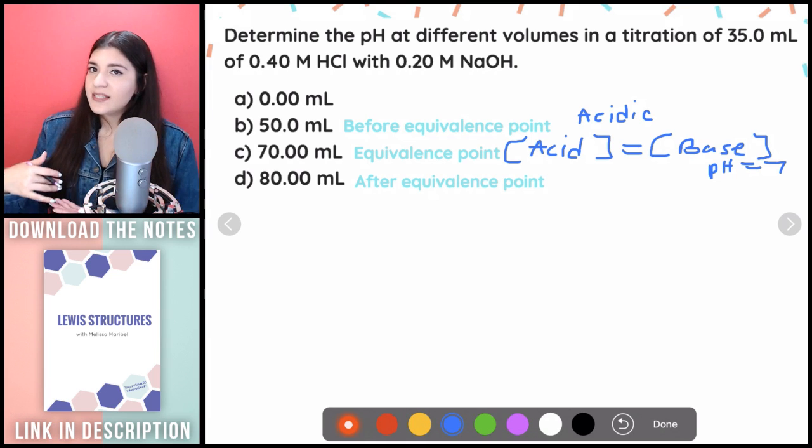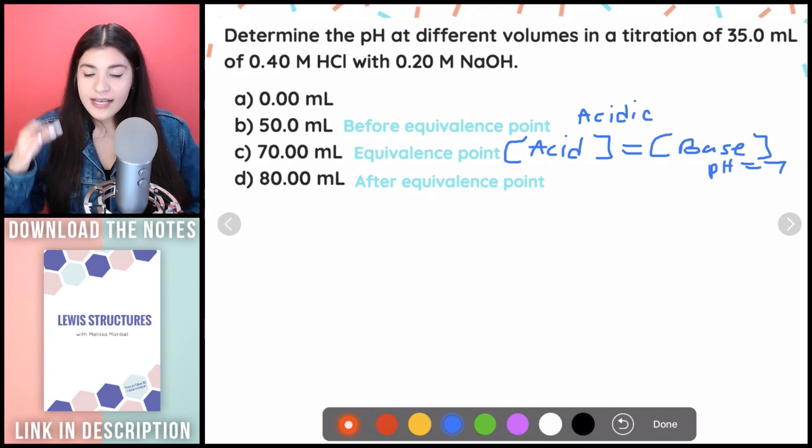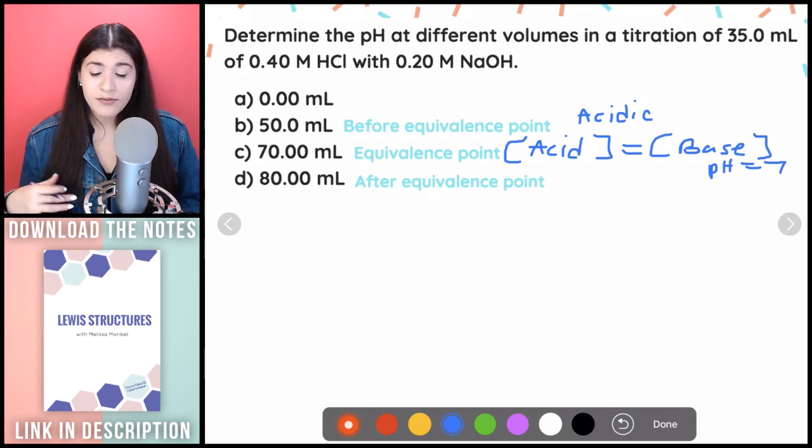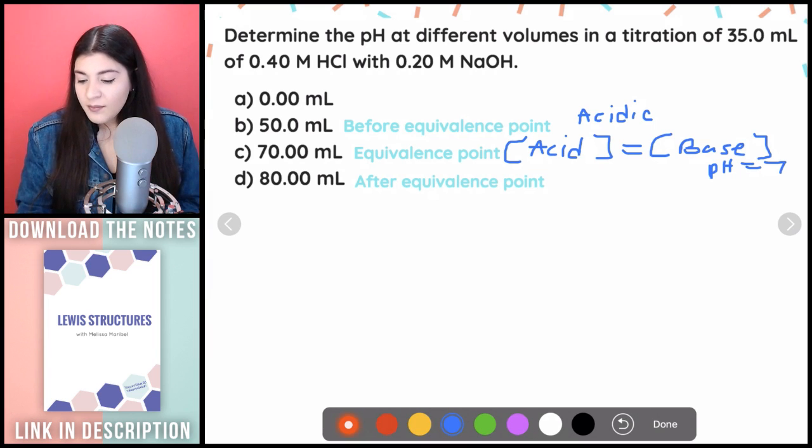Is it going to be more basic? Is it going to be neutral? So now at part D, where it's after the equivalence point, that means we added too much base now. So that's that bright pink that we talked about before. So it's too much base, meaning it's going to be more basic.